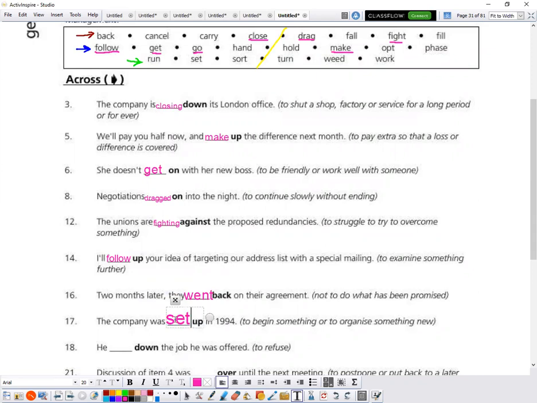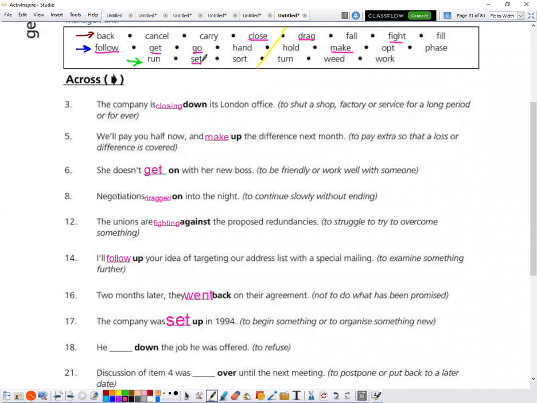Next. Number 18. He downed the job he was offered. Means to refuse the job. And the answer is in the green line, the second half. Down the job he was offered. Means refuse. What's the answer? The green line, the second half.